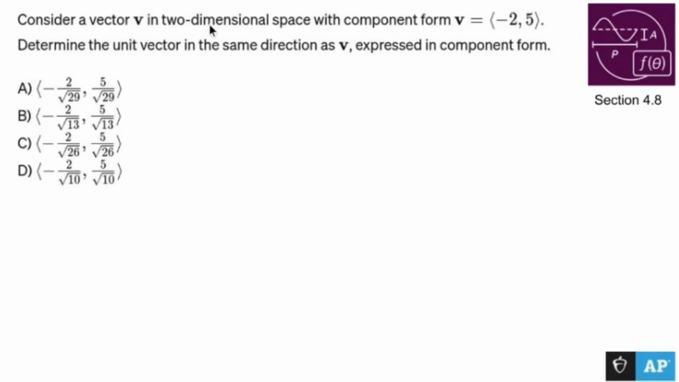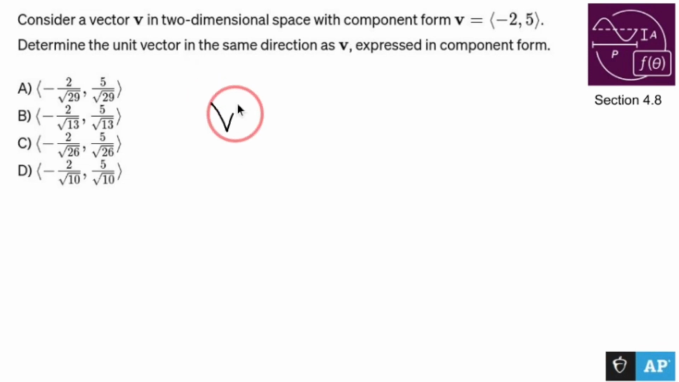Consider a vector v in two-dimensional space in component form -2, 5. Determine the unit vector in the same direction as v expressed in component form. Now, a unit vector is a vector with magnitude 1.